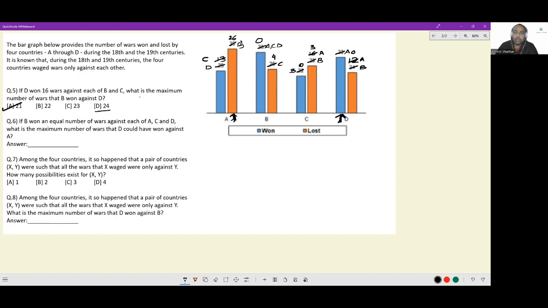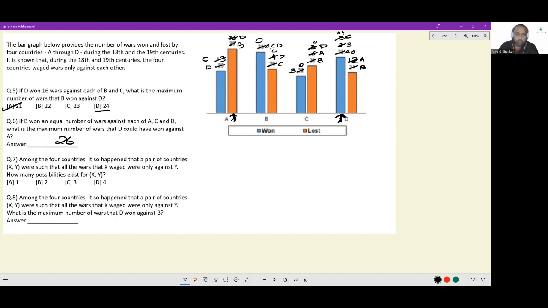Against A, it won 26 matches, so 7 are left. Lost all to D. Then for these 7, won 4 matches against B. Lost these 4 to B. And then for these 3, I can have against D. Everything gets balanced. So against A, from 33 to 7, if it is going 26 matches, D could have won against A.